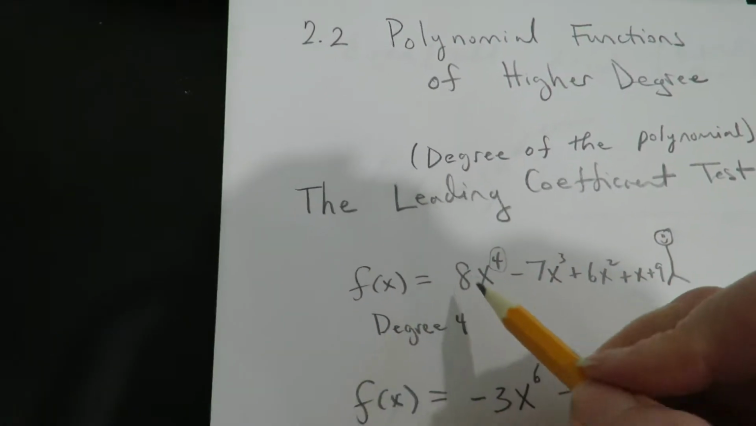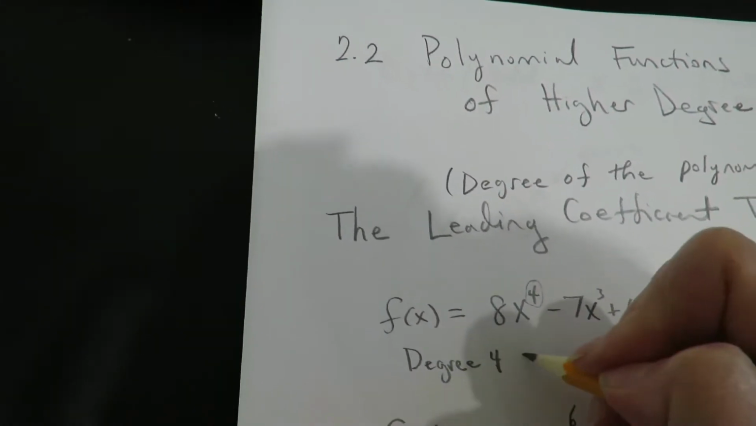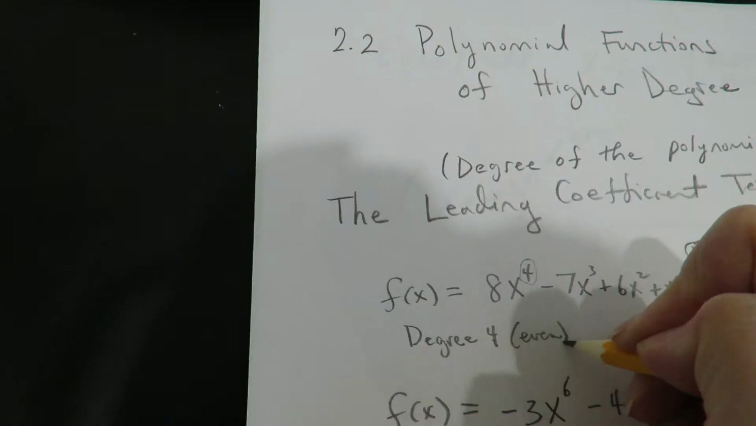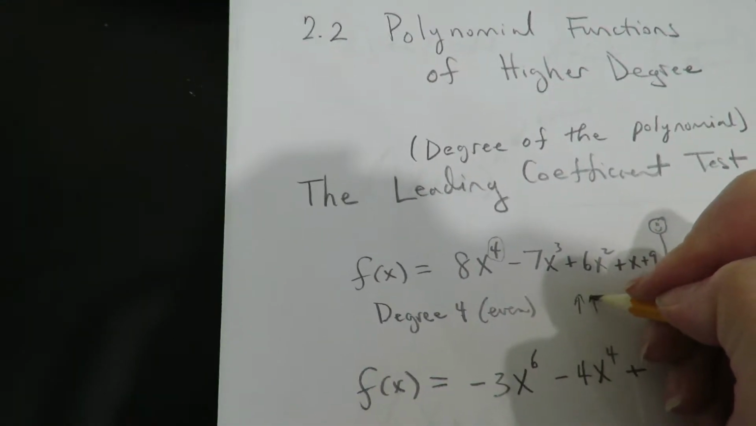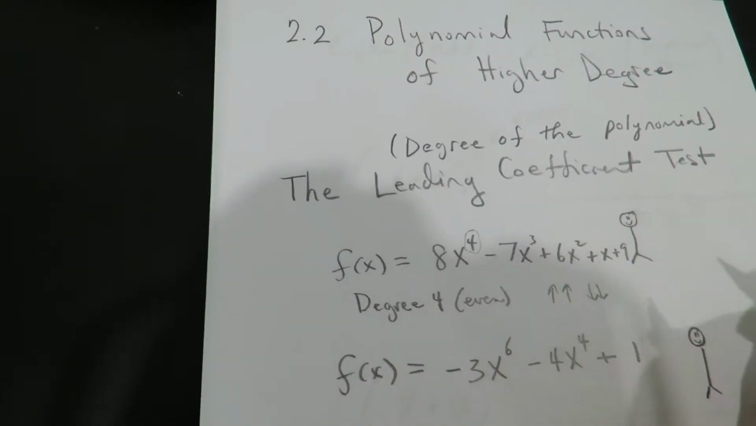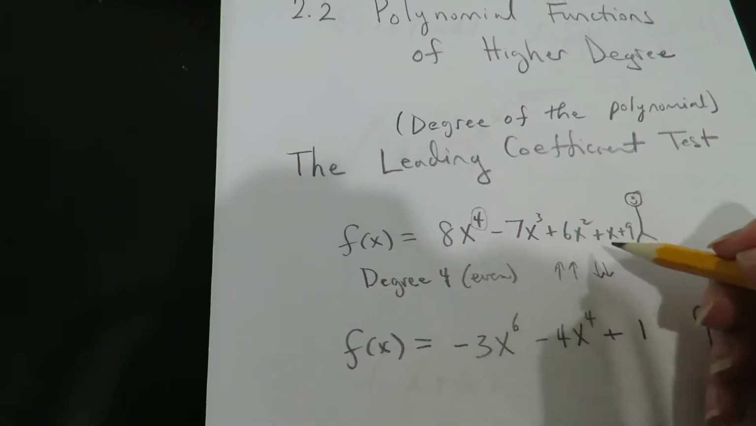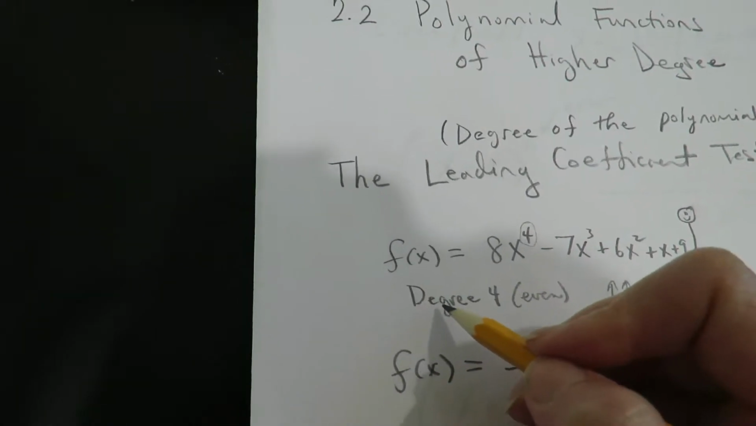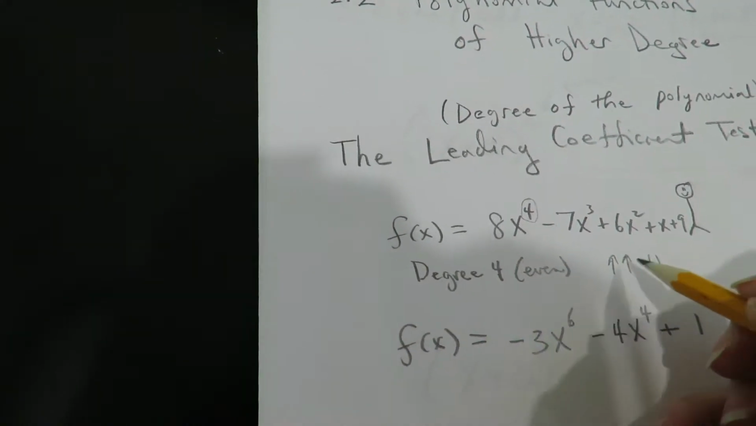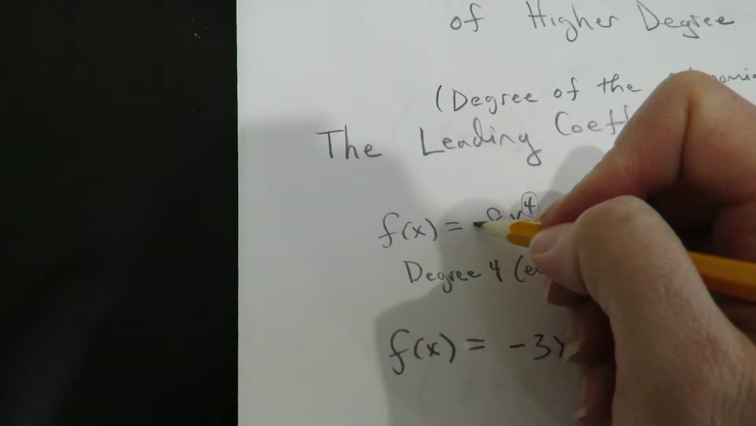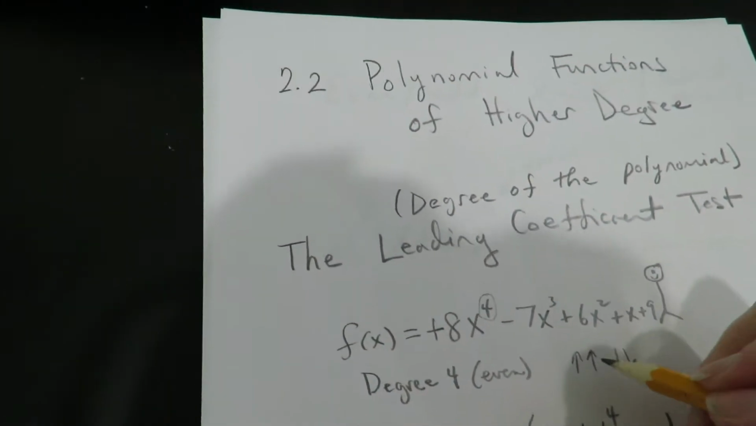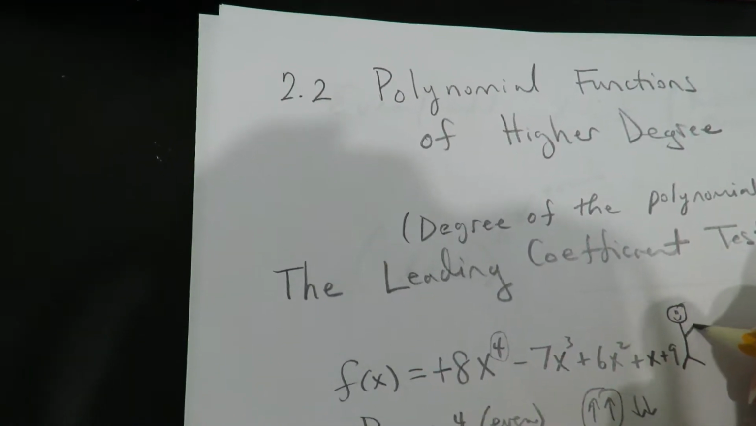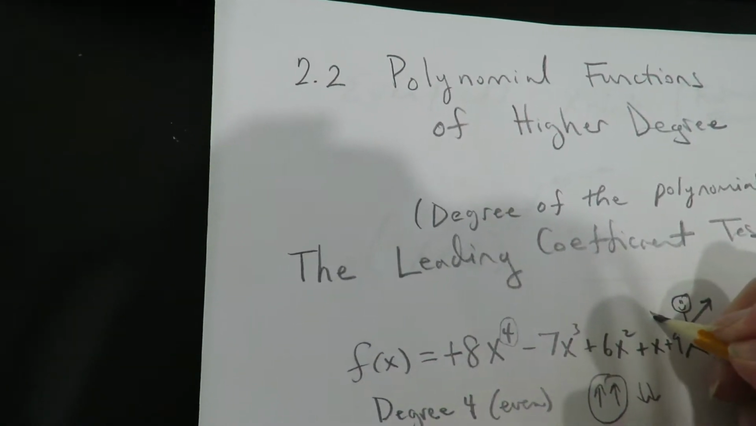So what this rule says is that if you have an even degree, and 4 is an even number, it's either going to go up, up on the ends or down, down. That's what evens do. They go together. They're either going up together or down together. What determines which case it is is whether it's positive or negative in the front. So if it's positive in the front, it's going to go up, up.